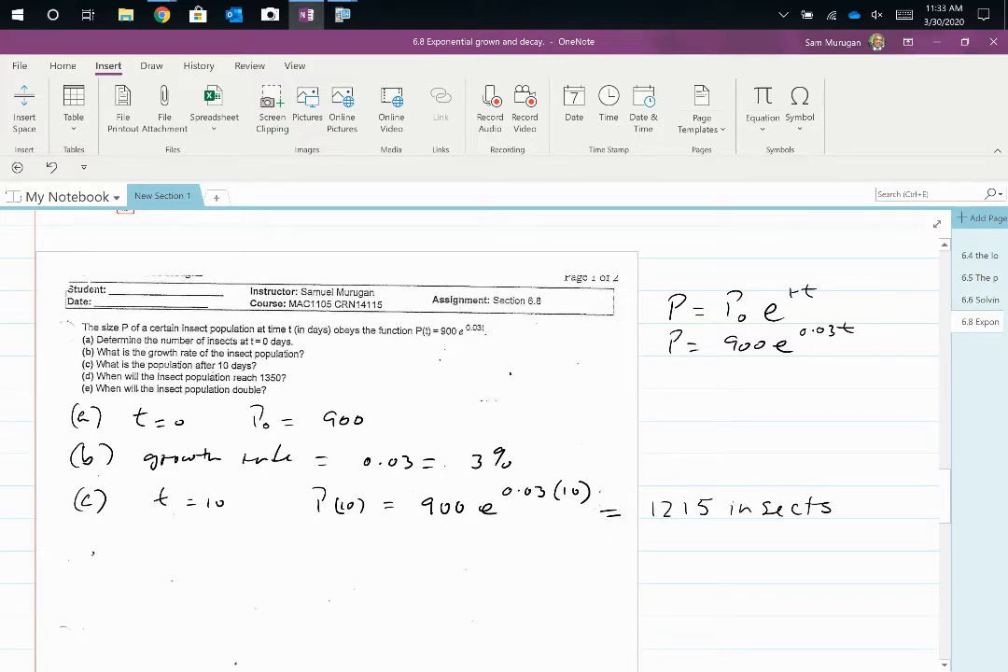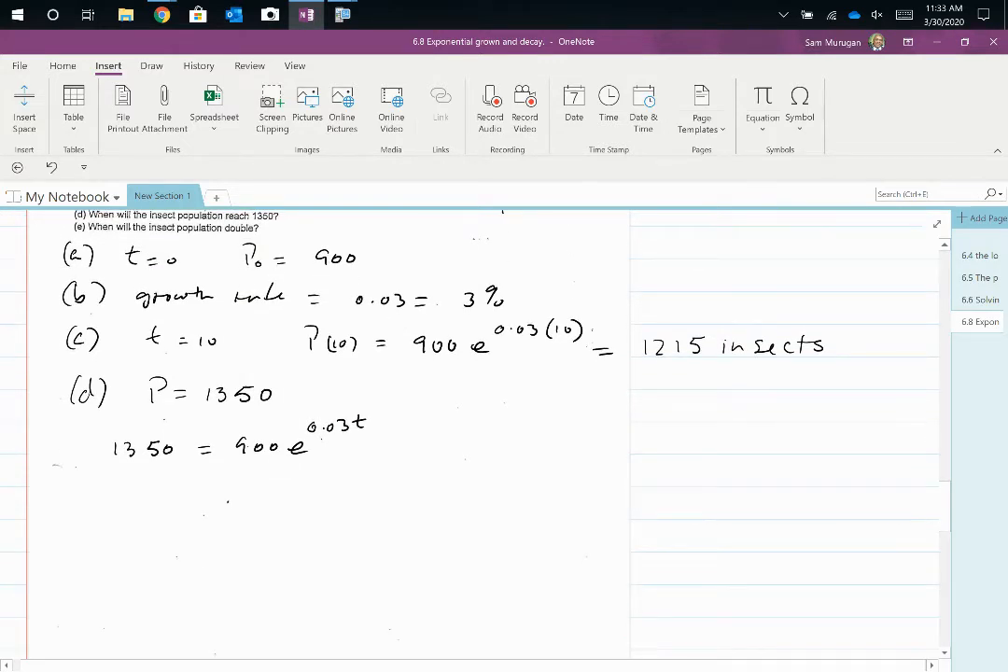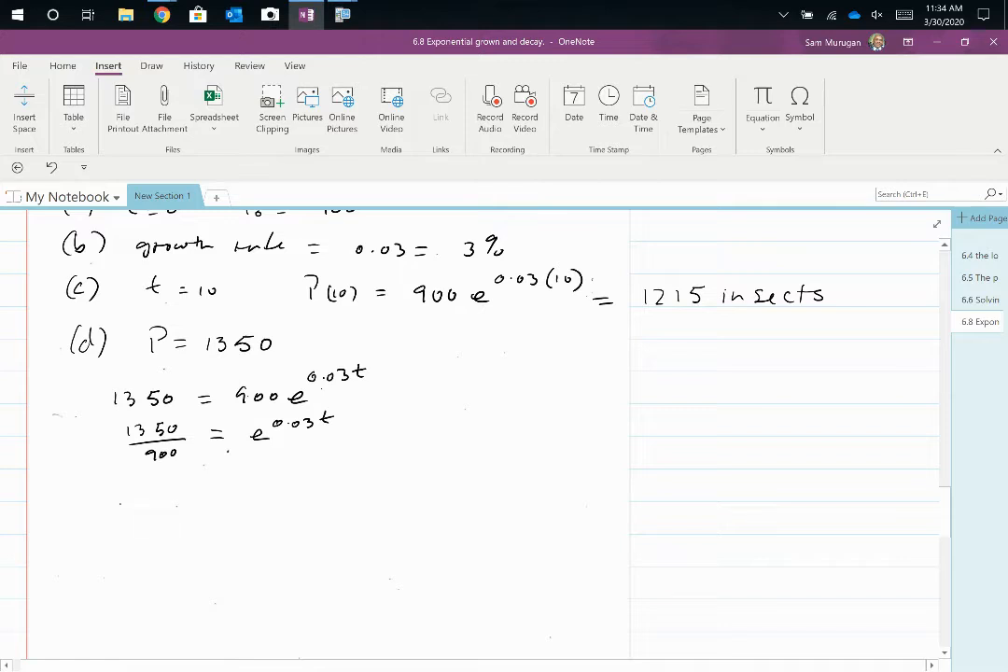When will the insect population reach 1350? So when would P reach 1350? For this, you would have to set 1350 equal to 900 e to the power 0.03t. Divide both sides by 900. So you've got 1350 over 900 equals e to the power 0.03t. Then take logarithms on both sides.